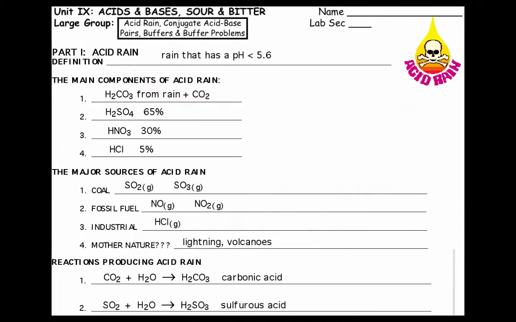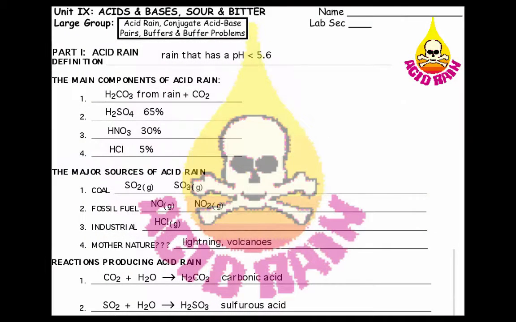Today's topic, we're going to be talking about acid rain, conjugate acid-base pairs, buffers, and buffer problems. Acid rain is rain that has a pH of less than 5.6 because it naturally has a pH lower than 7 because of the carbon dioxide in the atmosphere.